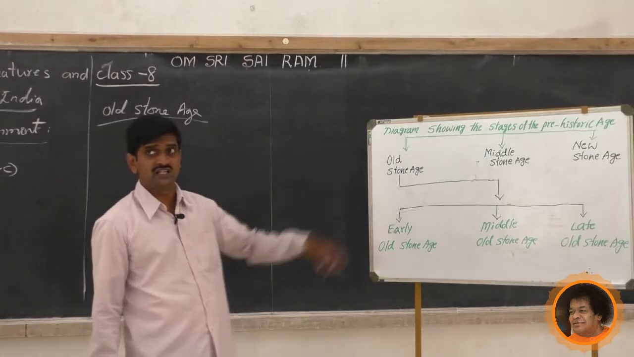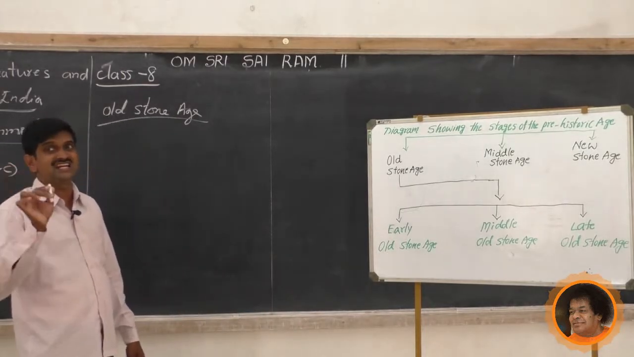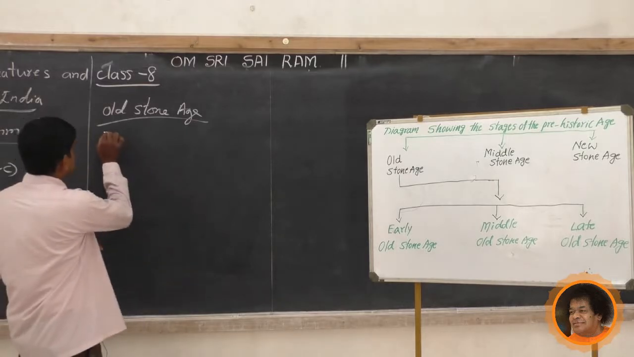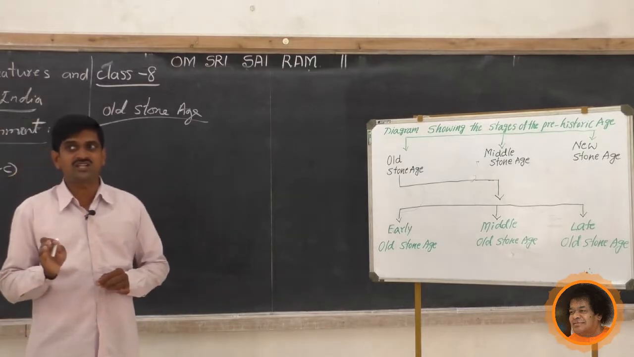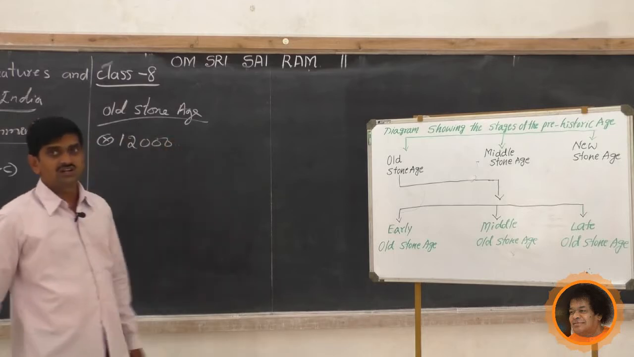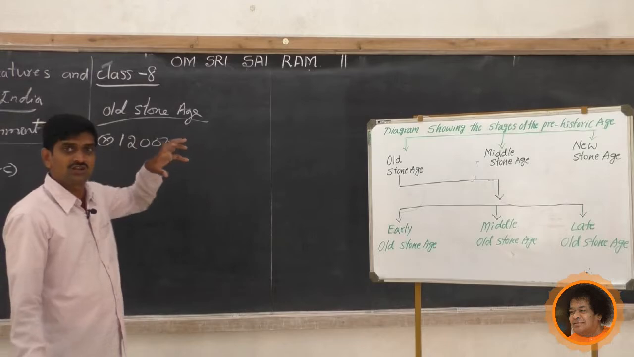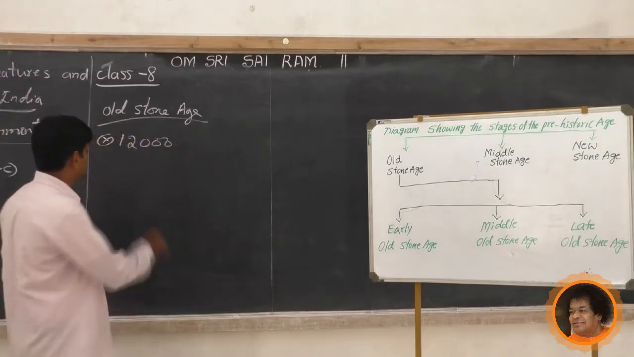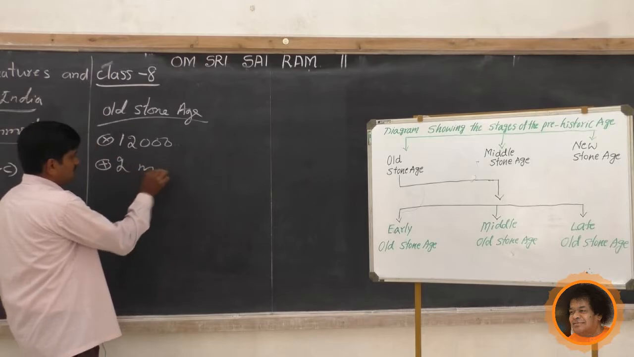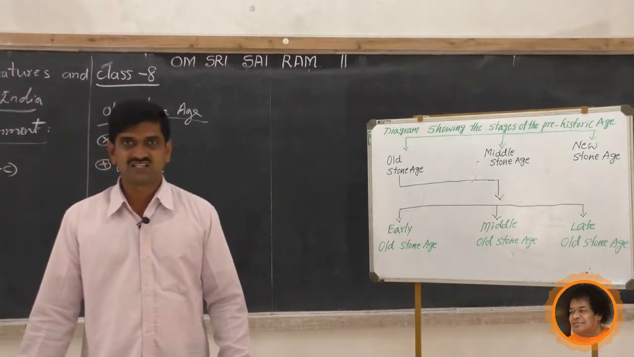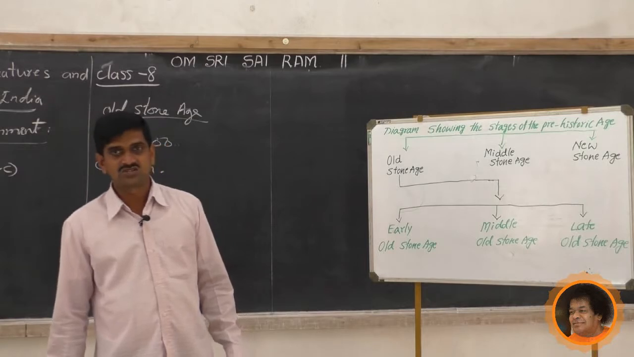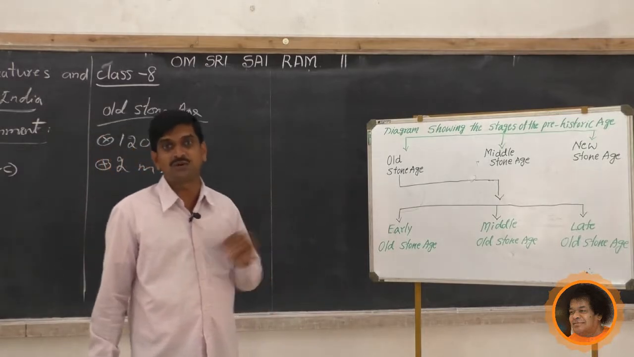The Old Stone Age prevailed 2 million years ago. This is the oldest and it stretched over a long duration, till about 12,000 years back. The duration of this Old Stone Age is 2 million years. 1 million means 10 lakhs, so 2 million means 20 lakhs. So this is the duration of the Old Stone Age, 2 million years, and up to 12,000 years back this period stretched.